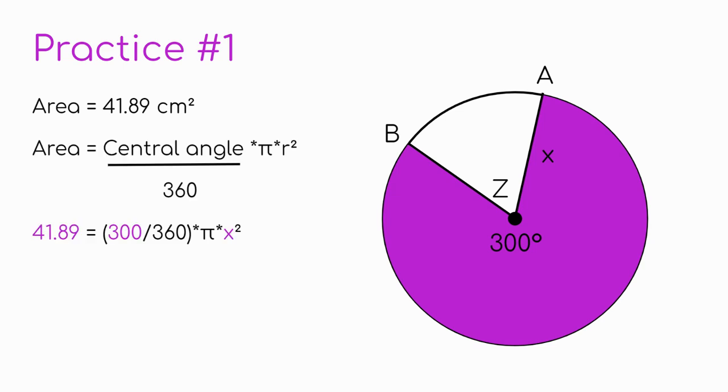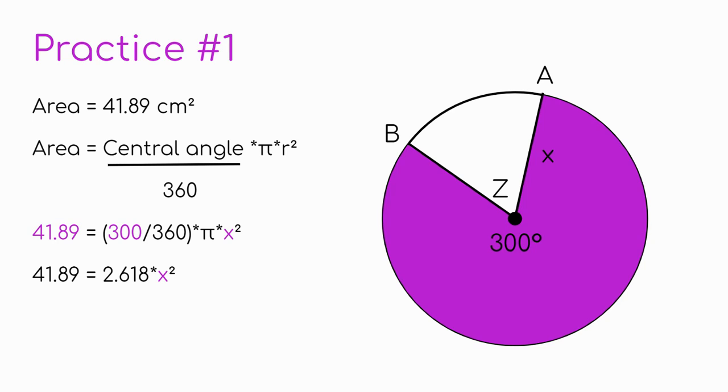So you should have written down your formula. So we have area equals central angle divided by 360 times pi r squared. And we fill in what we know. We know the area is 41.89. We know the central angle is 300, and we know the radius is x. So next you should have combined your like terms. 300 divided by 360 times pi is 2.618.